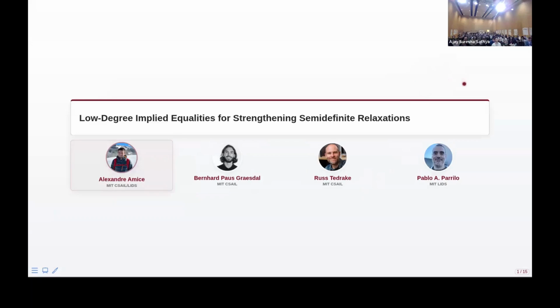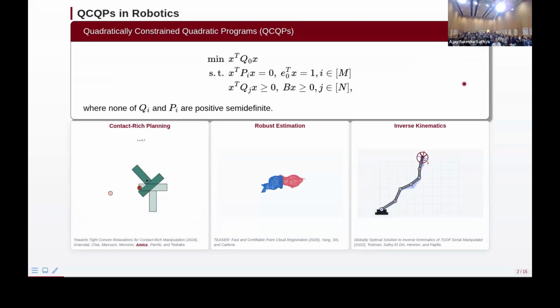Today I'm going to be talking about how we automatically tighten semi-definite relaxations for problems that show up naturally in robotics. As mentioned in an earlier lightning talk, quadratically constrained quadratic programs show up a lot in robotics. All a QCQP is, is some quadratic objective and some quadratic equalities and inequalities, and I'm assuming that none of these are positive semi-definite. So this problem is not a convex program.